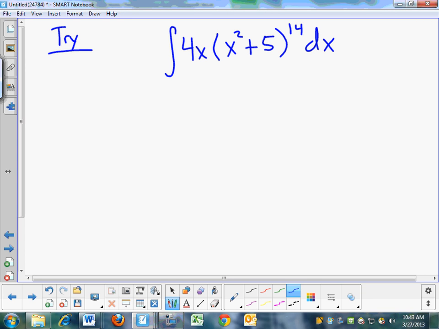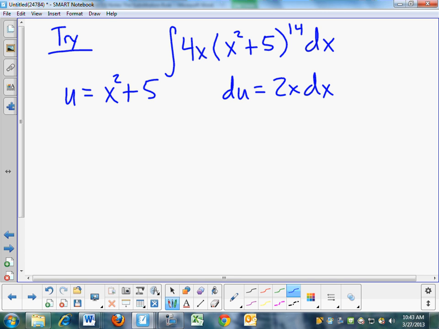Okay, there's a couple ways to tackle this problem, none of which are incorrect. Well, there's probably some out there that are incorrect, but I'm not going to show you those. You should first say that u is equal to x squared plus 5. And then when you do du, you get 2x dx. Here's the short way of doing it. Watch how quick this is.